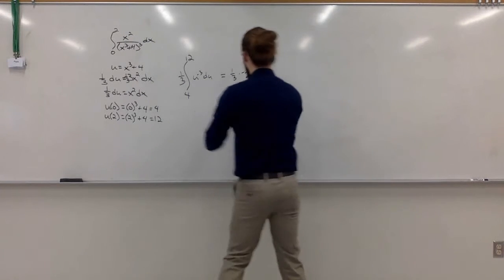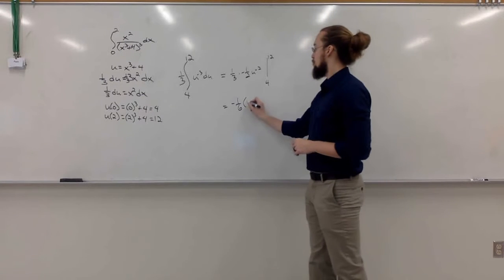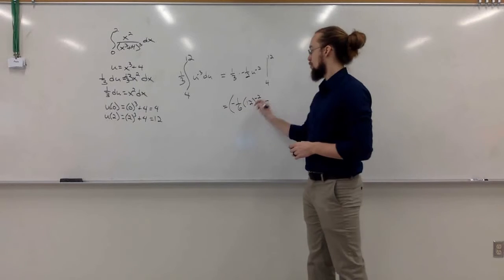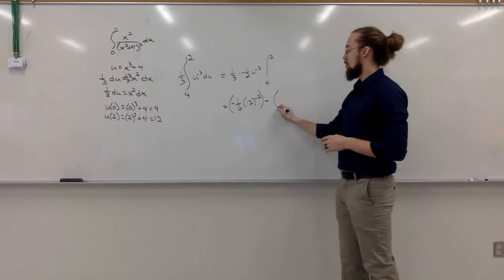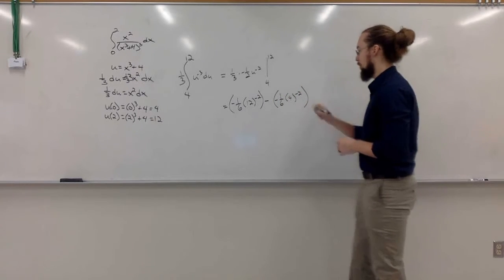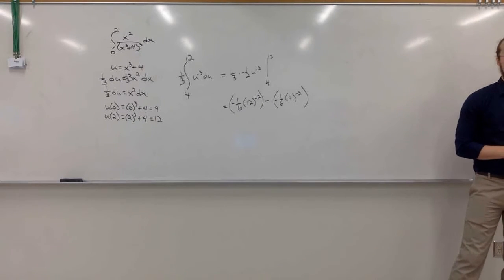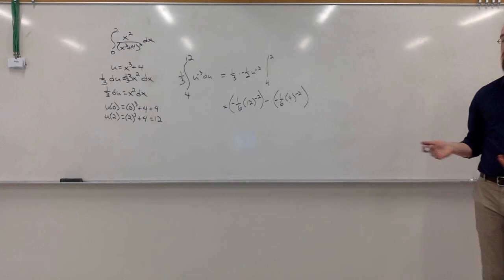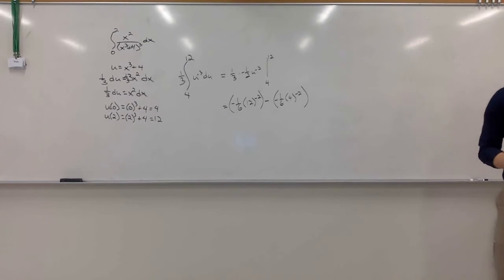So what this would become is negative 1/6 times 12 to the negative second power. So that's my f of b. Minus negative 1/6 times 4 to the negative second power. It is ugly, right? Since I was coming up with this off the top of my head, it works out to be a pretty ugly fraction.